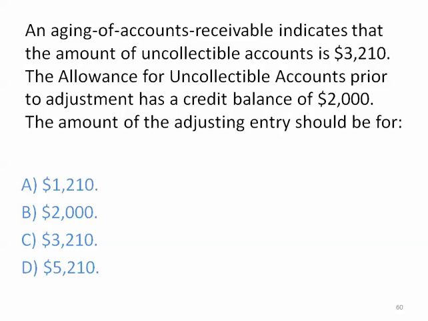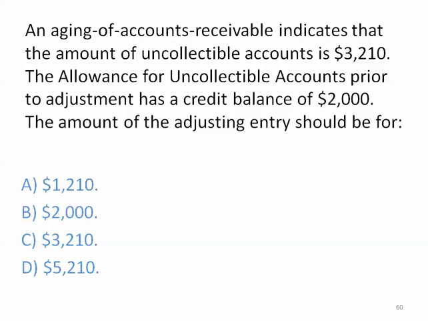We have a schedule that indicates the amount of uncollectible accounts is $3,210. So that $3,210 is what we want the balance to be. That's our best estimate of what the balance of the contra asset allowance for uncollectible accounts should be. However, the allowance for uncollectible accounts balance prior to adjustment has a credit balance of $2,000. Remember, this allowance account has a normal credit balance. So it has $2,000. We want it to be $3,210.